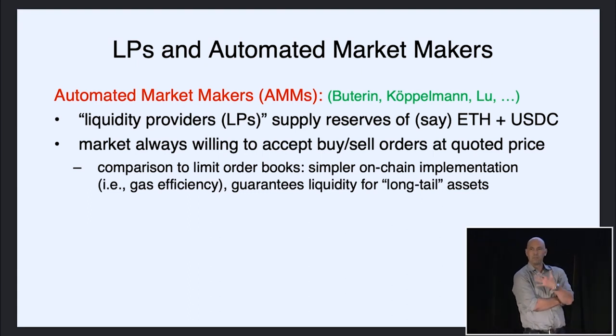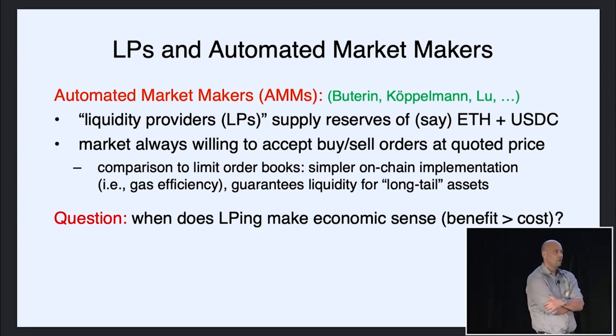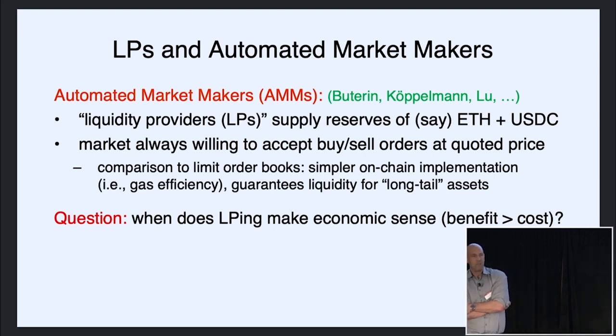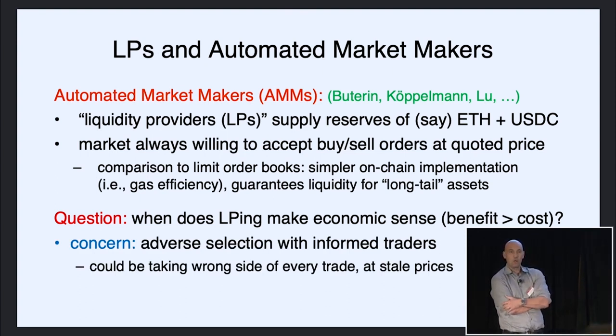They're simple enough that they can be implemented purely on-chain, unlike order book formats. They're also great for guaranteeing liquidity for long-tail assets that would otherwise be stuck in thin markets. In this talk, I want to focus on a very basic question: when does it make economic sense to provide liquidity to an AMM, in the sense that the benefit is bigger than the cost? I'm going to be focusing more on the cost term. The benefit is a little clearer: it's basically whatever fee revenue you're making plus any additional token incentives.